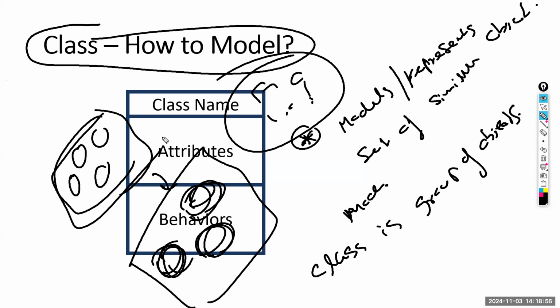To represent all the accounts, you can model an account class. To represent all the customers, you need a customer class. To represent all the orders, you need an order class. To represent all the payments, you need a payment class. Okay.